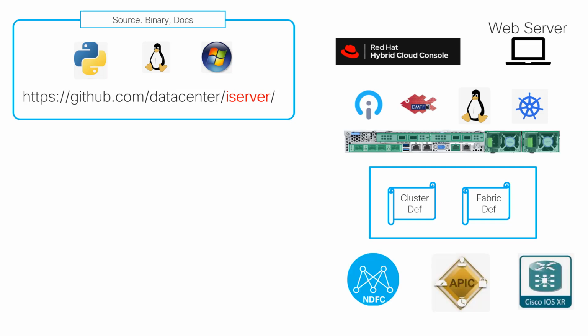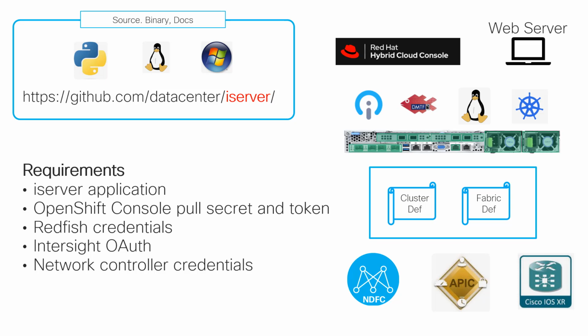The fabric definition section is used to define either the checks or the configuration of the data center fabric to which OpenShift cluster nodes will connect. You need to meet the following requirements.